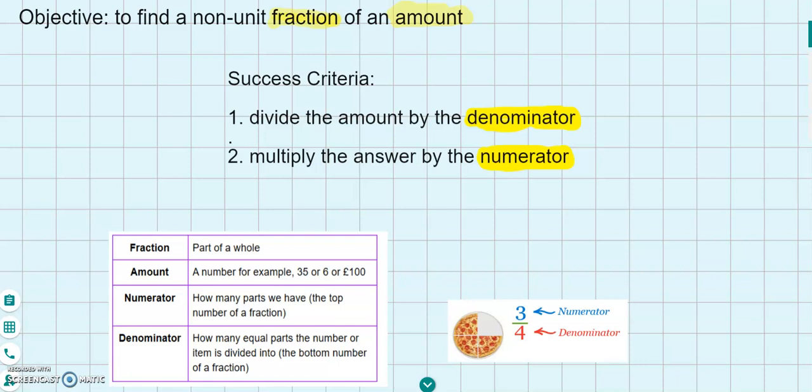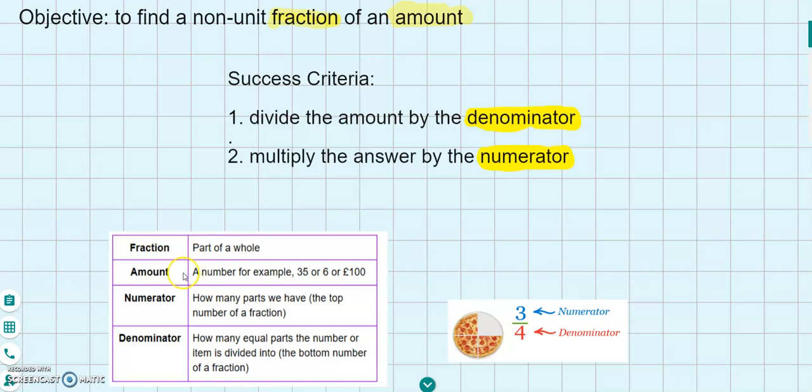Today we are going to be finding a non-unit fraction of an amount. So a fraction is a part of a whole. For example, down here we've got 3/4. A non-unit fraction means that the numerator is greater than 1. So 3/4 is a non-unit fraction.